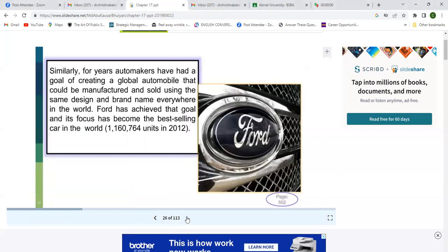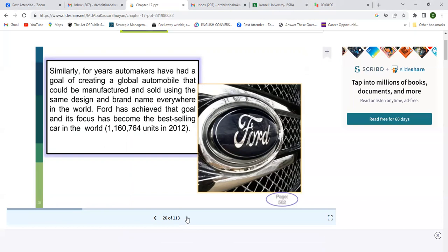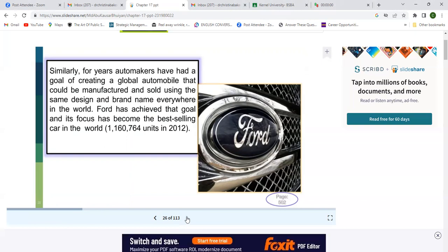Similarly, Ford had a goal of creating a global automobile that could be manufactured and sold using the same design and brand name everywhere in the world. Ford achieved that goal and the Focus became the best-selling car in the world.